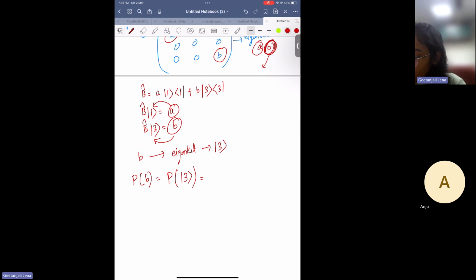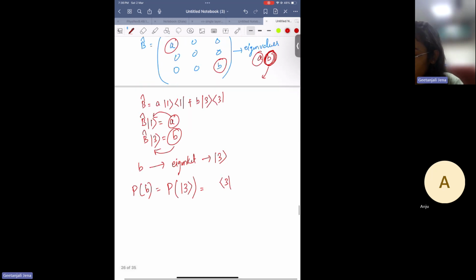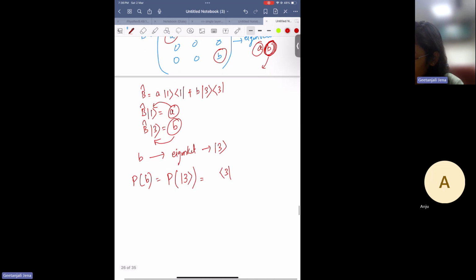Now use the postulate of probability of finding a state. If |3> is given, then the probability of getting |3> is nothing but the modulus squared of <3| with the initial state vector Q, divided by <Q|Q>. Right? This is how you can find the probability.